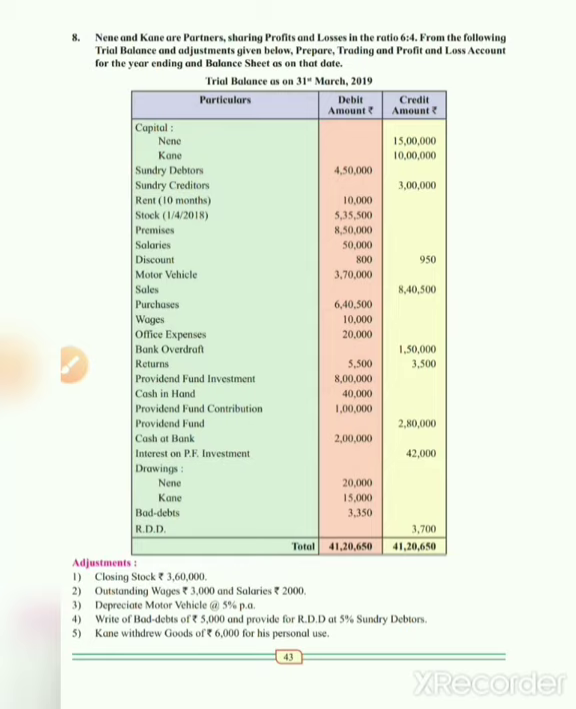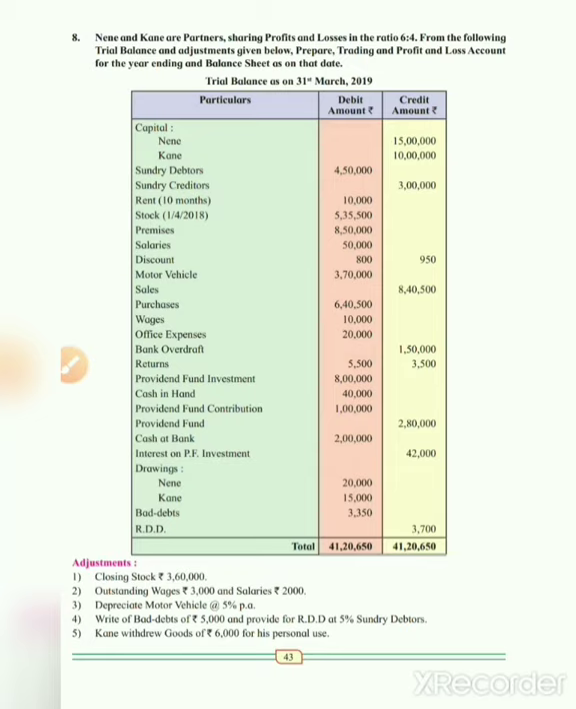It will be written on asset side, cash in hand on asset side, provident fund contribution on profit and loss account on debit side. It will be written provident fund, it will be written on liability side by rupees 2,80,000. And see, next item is cash at bank. Write it on asset side.